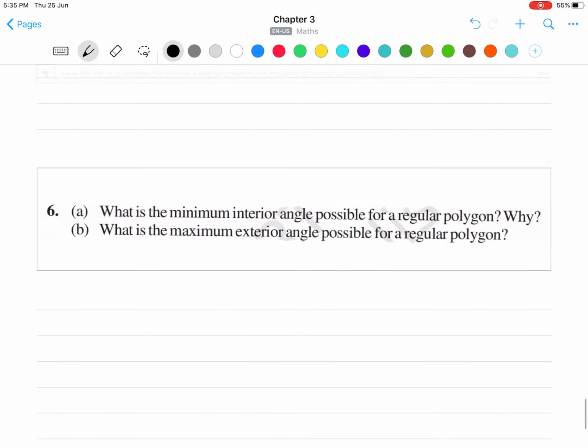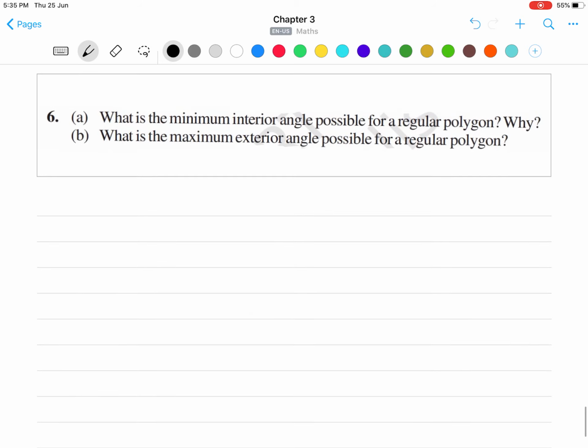Okay, now moving to the next question, we have question number 6, which is the last question of this exercise. The question is, what is the minimum interior angle possible for a regular polygon and why? So I'll write answer number 6, part A.